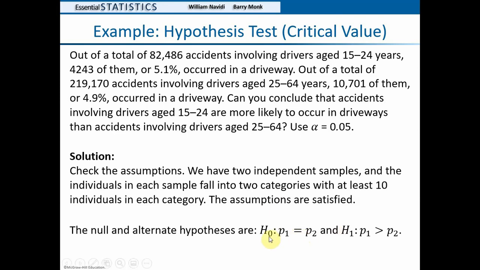And then the null and the alternate hypothesis we're stating. It's actually going to be less than or equal to, but this is the simplified version. It's just P1 is equal to P2 versus P1 greater than P2. Can you conclude that accidents involving these drivers are more likely, so more of a percentage from P1 than P2? What does that make P1 minus P2? P1 minus P2 greater than 0 in this case.